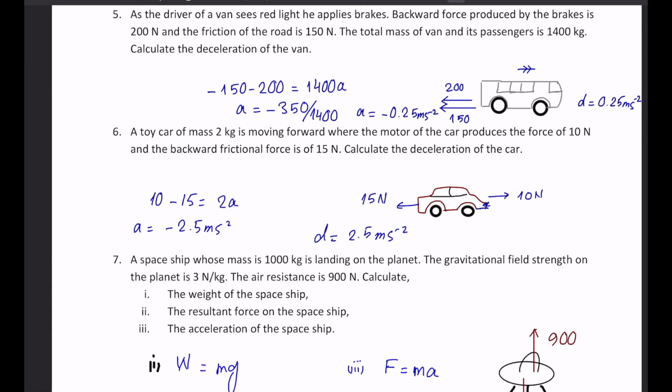The next question says a toy car of mass 2 kg is moving forward and the motor of the car produces a force of 10 Newton and the backward frictional force is 15 Newton, and we have to calculate the deceleration of the car. So forward force minus backward force would be 10 minus 15 equals mass times acceleration, and you'll get the acceleration as negative, which again is telling us that the car is decelerating.